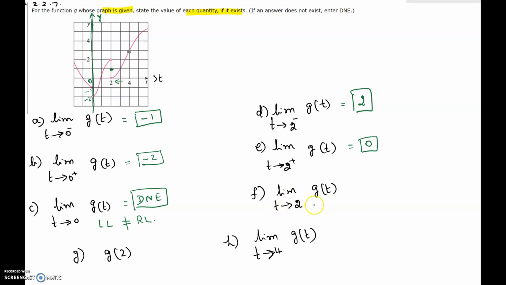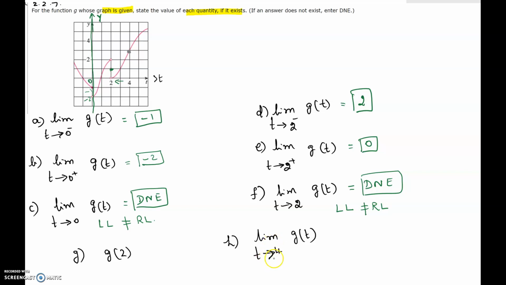Now limit as t approaching 2 of g of t, which means we have to approach 2 from either side of 2. From part D and part E, we notice that the limit as t approaching 2 from the left is equal to 2. From the right, from part E, the limit as t approaching 2 from the right is equal to 0. The two values are not equal, so the limit as t approaching 2 of g of t does not exist. The reason that you would give is the left limit is not equal to the right limit.